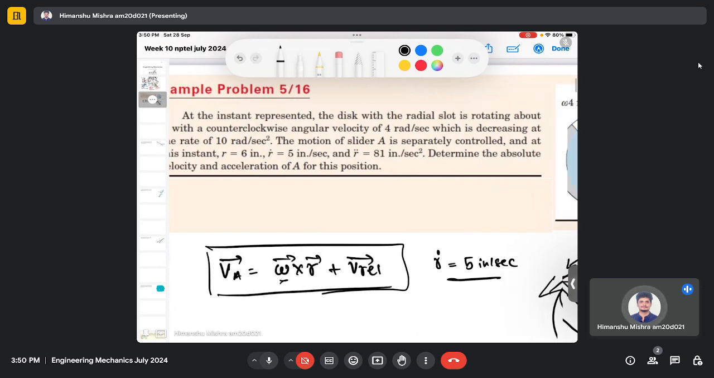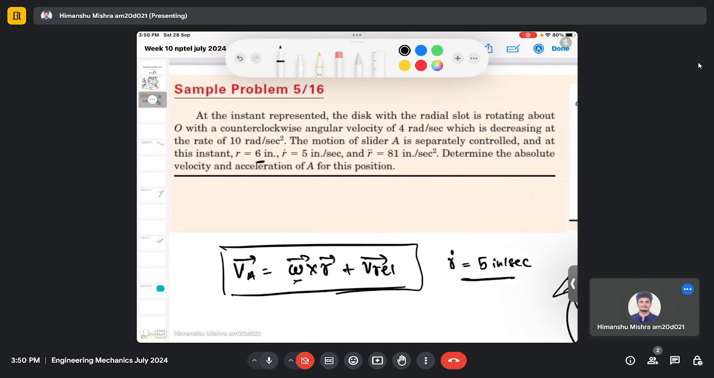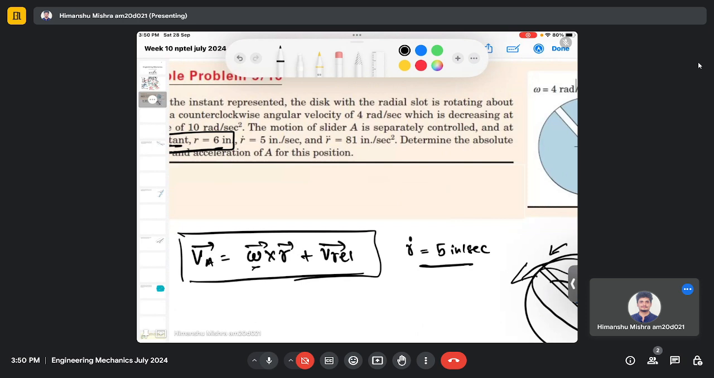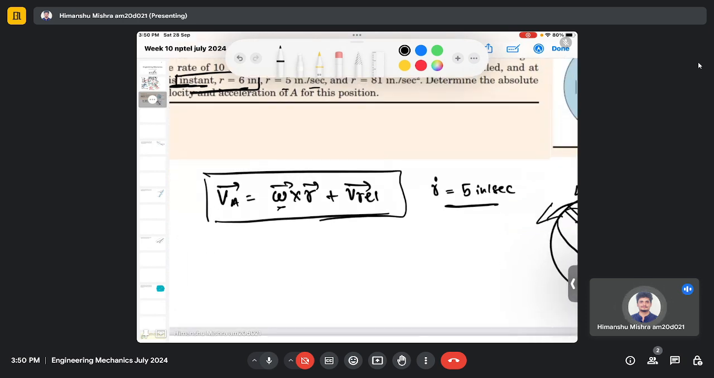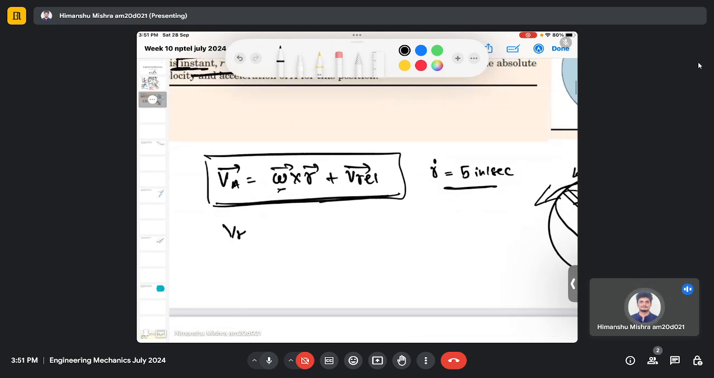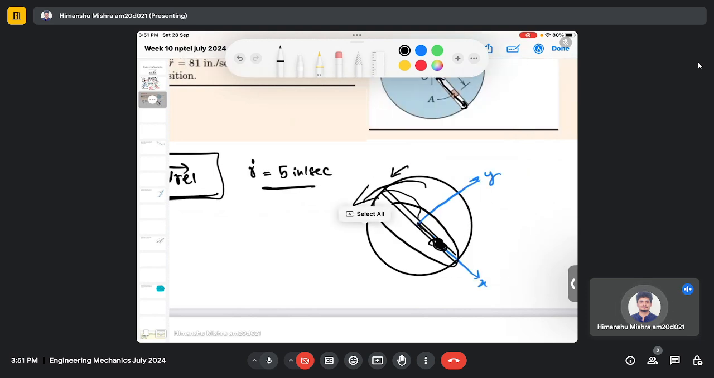We have been given r, which is 6 inch, because we are given a suitable instant where we need to find the velocity and acceleration, and at that instant my r is 6 inch, right? So all these values are given as magnitudes, or scalar quantities, and this expression is in vector quantities, so you need to convert everything into vector quantities.